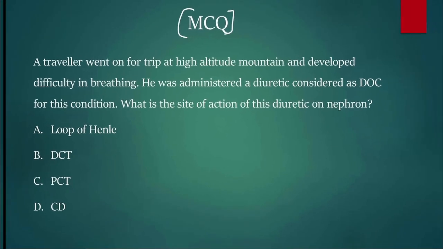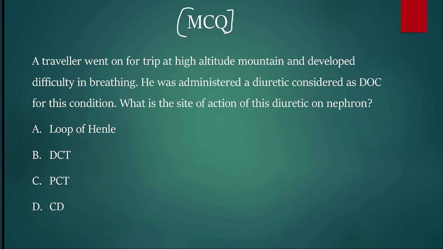A traveler went on a trip to high altitude mountains and developed difficulty in breathing. He was administered a diuretic considered the drug of choice for this condition. What is the site of action of this diuretic on the nephron?